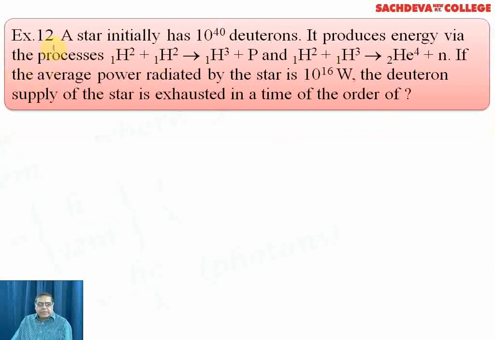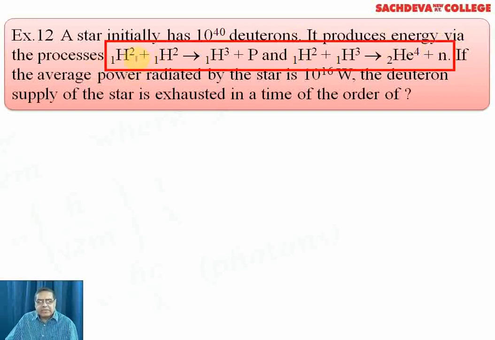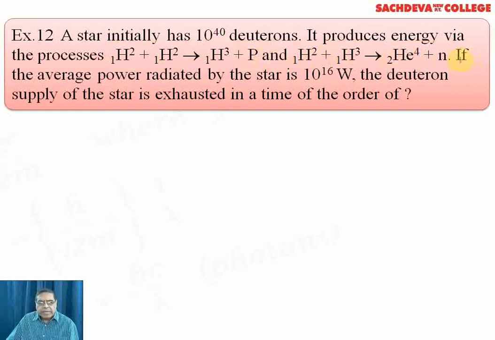And in the 12th question, a star initially has 10^40 neutrons. There is a star and it has a lot of neutrons, because stars normally follow the principle of fusion. So 1H2 nuclei are present. It produces energy via the fusion process. 1H2 fuses with 1H2 and there is formation of 1H3 with 1 proton, or 1H2 plus 1H3 fuse together forming 2He4 with 1 neutron.